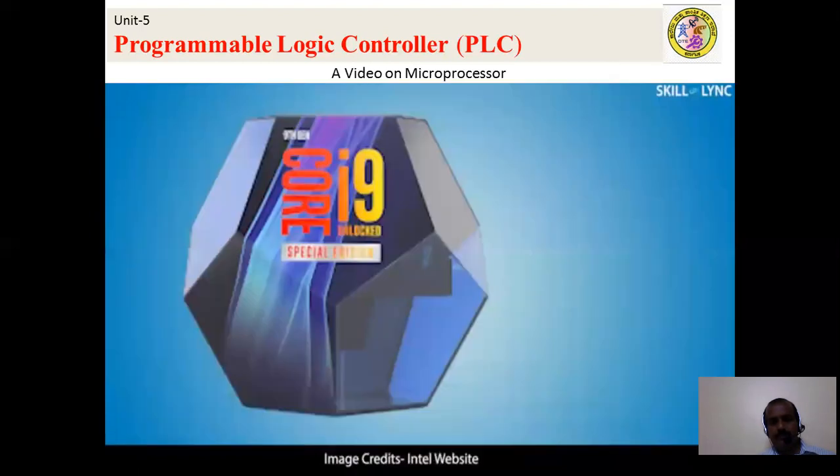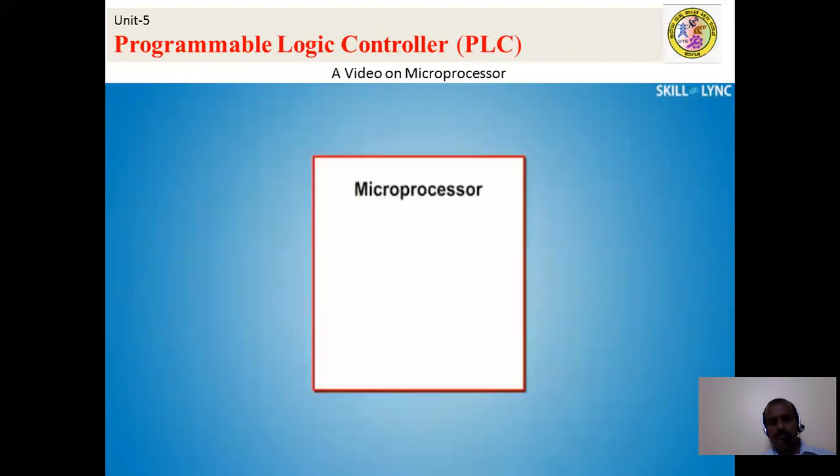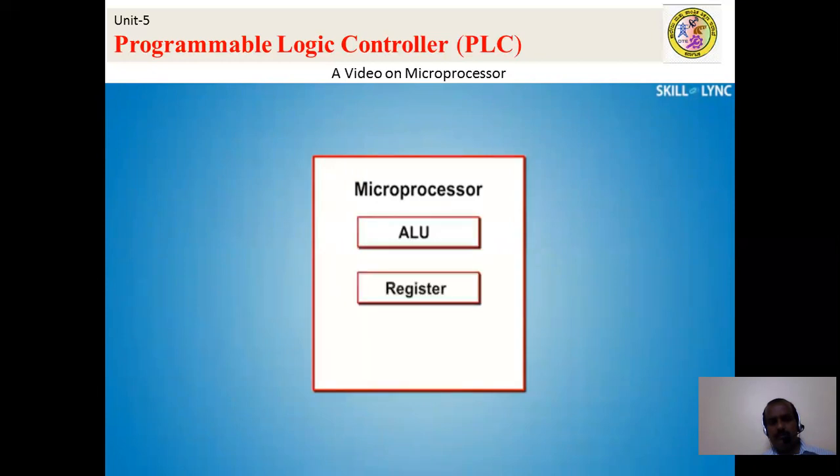Back in 2018, Intel released its i9-9900K, which is a 9th gen processor and was claimed to be the fastest gaming processor in the world by Intel at that time. Now, coming to the components of the microprocessor, they are divided into 3 basic segments: the ALU, registers, and a control unit. Each of these has a specific predefined role.